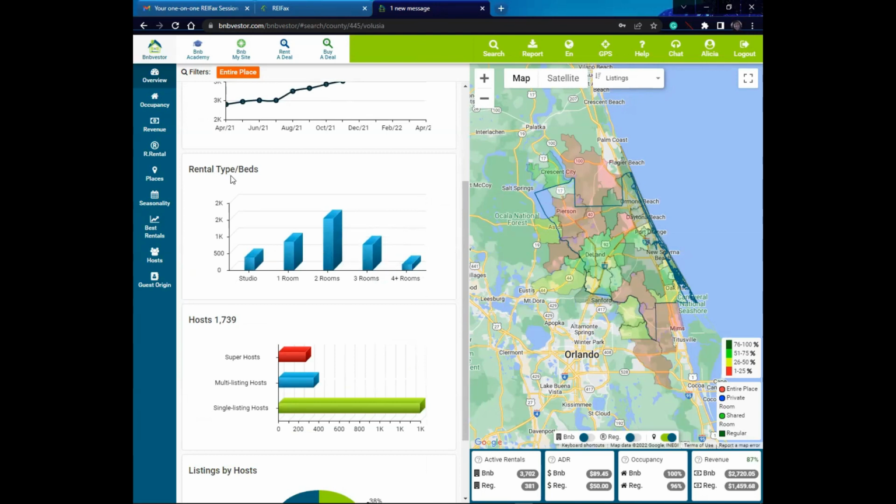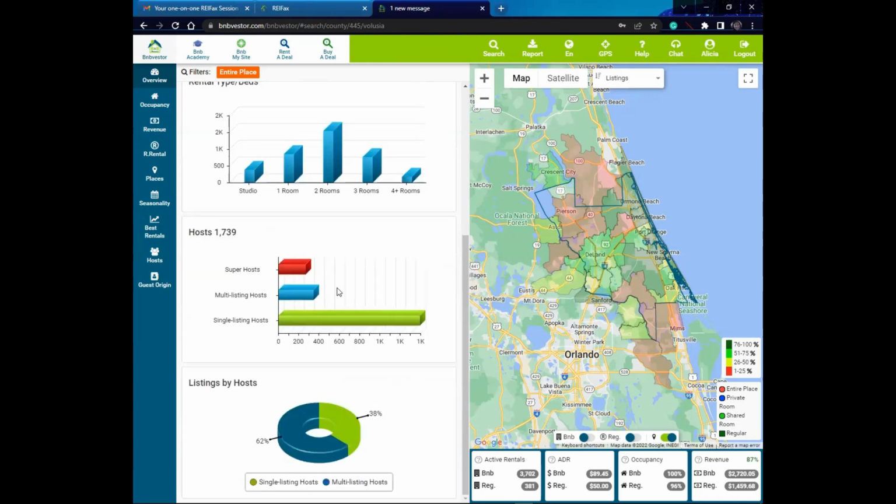Then I have the second graph. It tells me in this area that I'm looking at what is the type of property that is most looked for by the people that look for properties to rent per day. In this area, we can see that the 2-bedroom properties are the ones that are most looked for, followed by 1 and 3 bedrooms, and at the lowest we have 4 bedrooms.